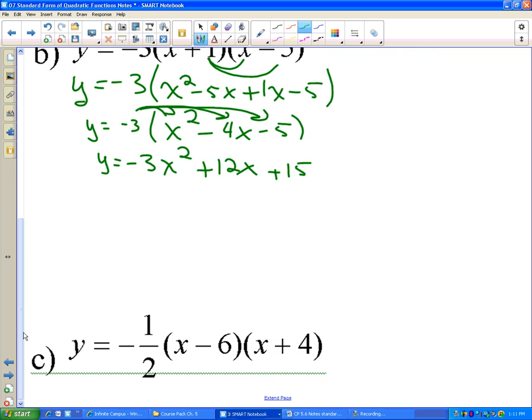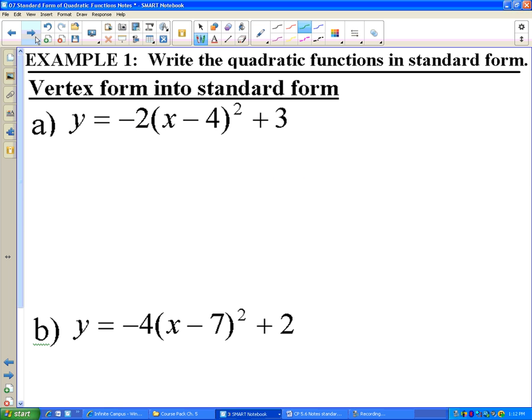Here's another example. If you want to go ahead and FOIL this out or use the box method, you can. I'm going to go ahead and skip letter C and go on to intercept form. Excuse me, to vertex form. What if I have vertex form? Well, remember what vertex form tells us.